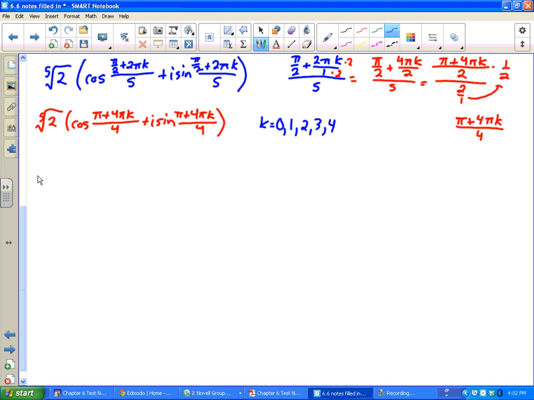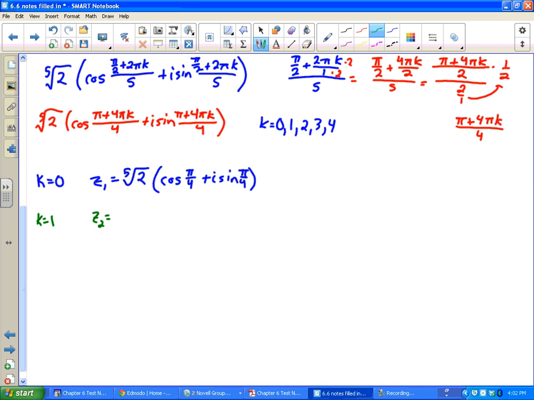So for k equals 0, we have our first complex number, which is going to be the 5th root of 2 times cosine of, if I'm plugging in 0, then 4 pi times 0 is 0, which gives me just pi over 4. And I actually can figure out what those values for cosine and sine are using the unit circle, but let's just leave them for now alone.